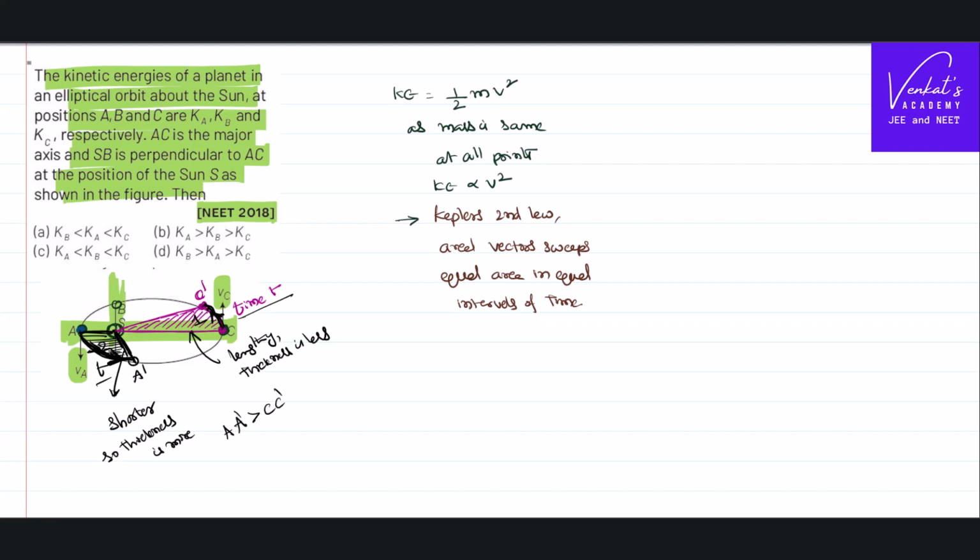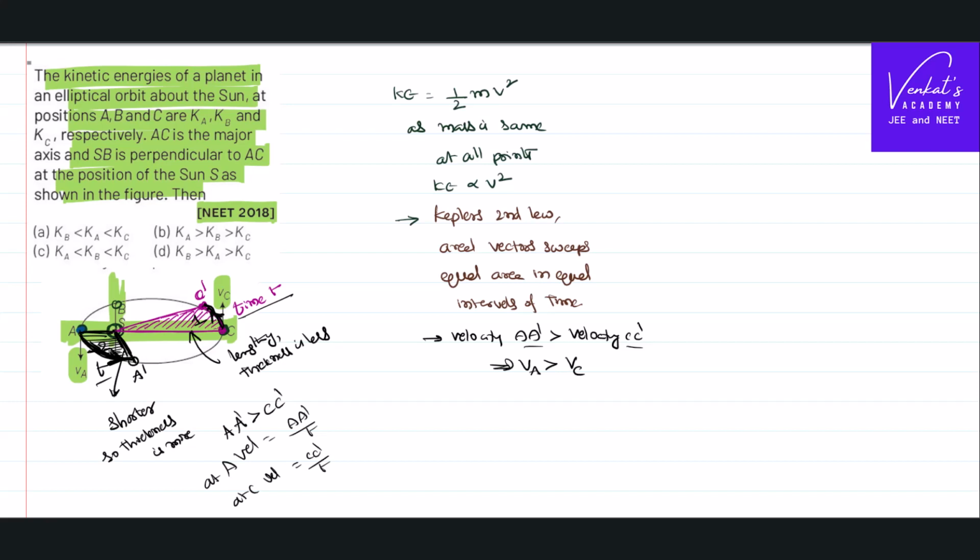Displacement is more or distance is more in the same time. Thus we can say velocity from A to A dash is definitely greater than velocity from C to C dash, because velocity is defined as displacement by time. A dash by t is the velocity at A, whereas at C, velocity is CC dash by t. As AA dash is more than CC dash, velocity at A is definitely more than velocity at C.